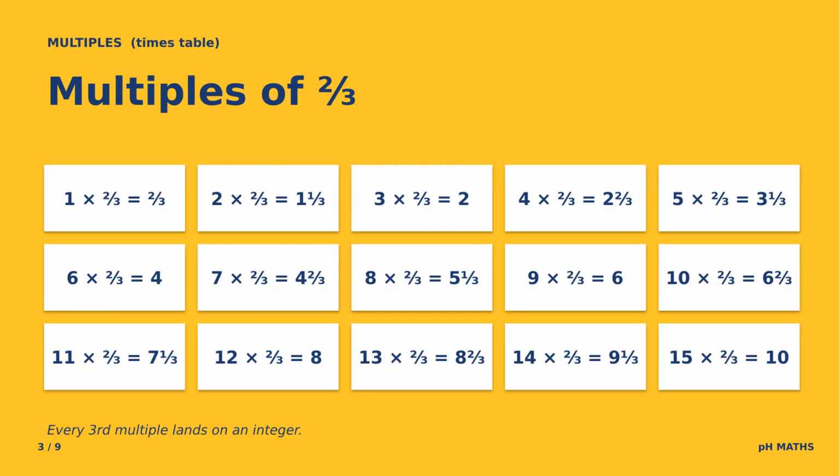Multiples of 2/3. 2/3, 4/3, which is 1 1/3, 6/3 equals 2, 8/3, 10/3, 12/3 equals 4. Every third multiple of 2/3 lands on an integer. The ones in between are recurring decimals. Keep them as fractions in your working and convert at the very end if needed. 2/3 is exact. 0.66 is an approximation.